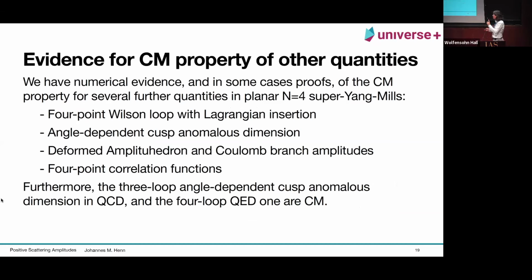Actually, sorry, this is a different one in N=4 super Yang-Mills, up to 4 loops. There are some 4-point amplitudes with masses on the Coulomb branch. And furthermore, we've looked at 4-point correlation functions. So for all of those, we have either numerical or analytic evidence that this property holds. And finally, and this is again one of the plots from the beginning, the property holds for the three-loop QCD anomalous dimension and the four-loop QED one.